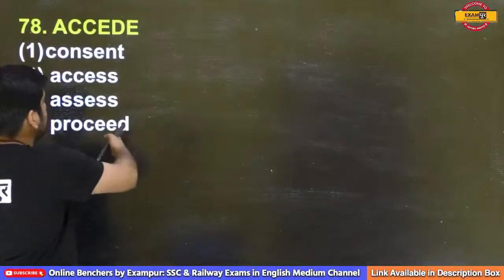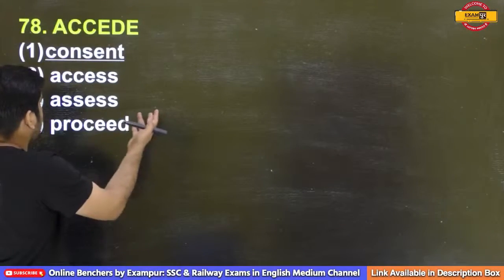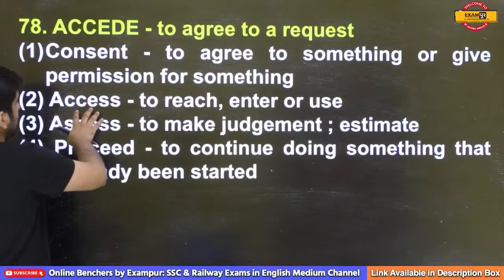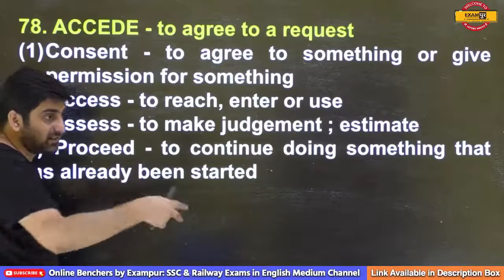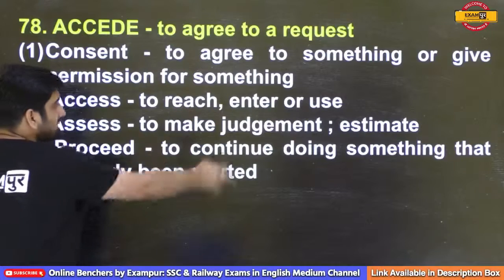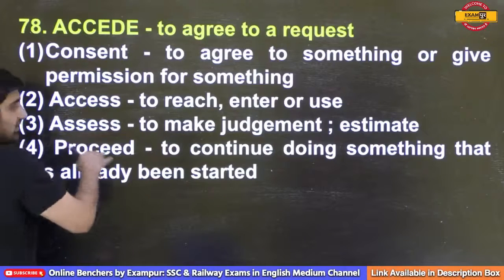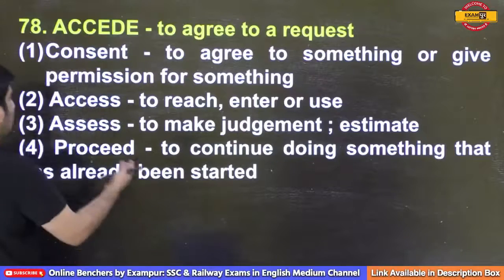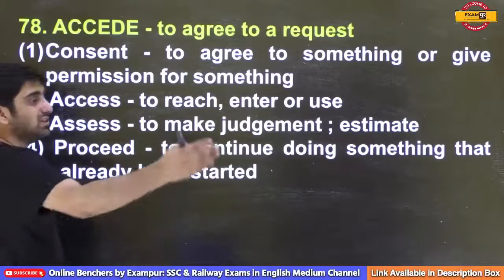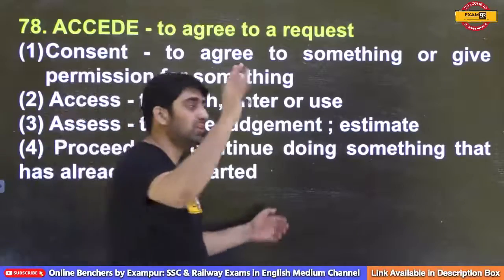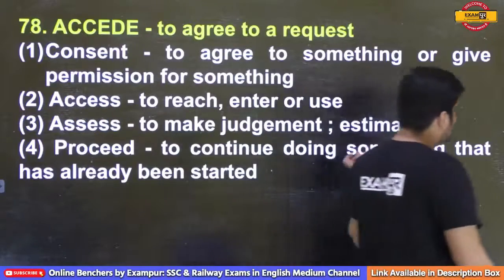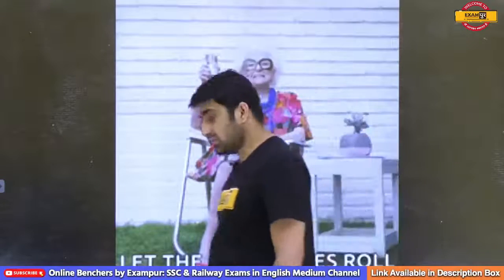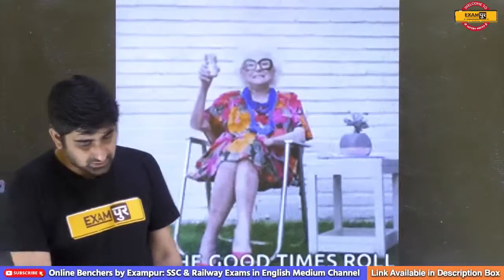Coming on to the options given, they were very nice and had the idea of agreeing in consent. Access means you have access, or you can reach, enter or use it. Assess is for assessment, when you judge or estimate something. Proceed means to continue doing what you were doing. Okay. Now, coming on to the next, which I guess is explained in this video clip.